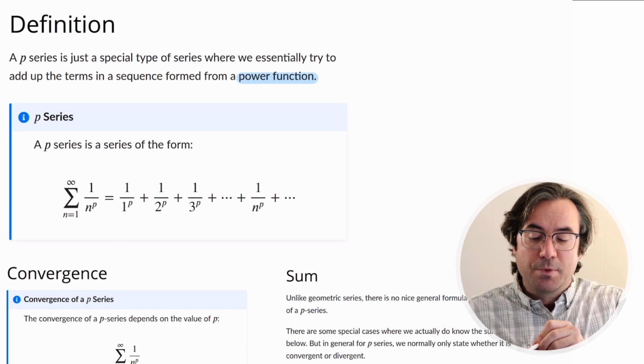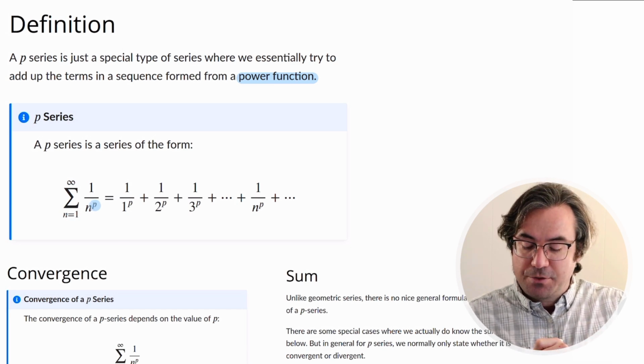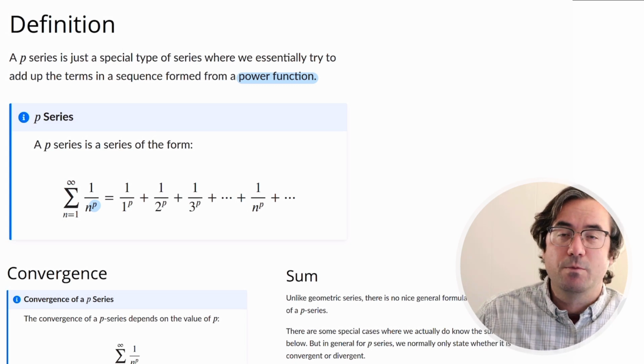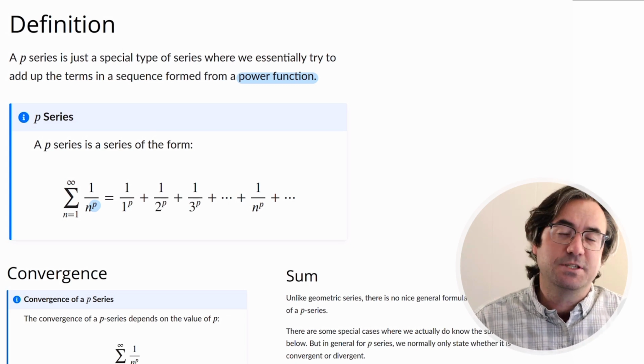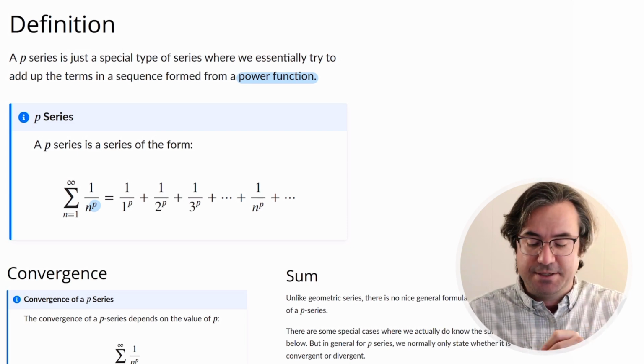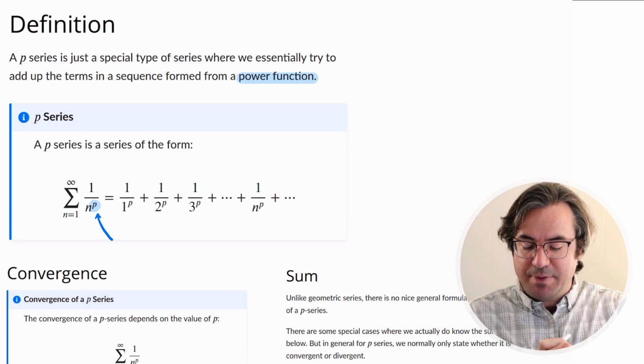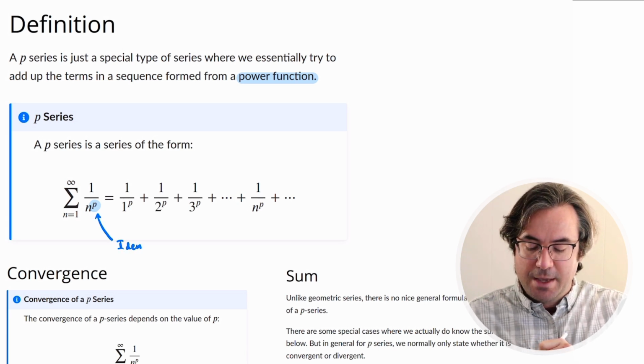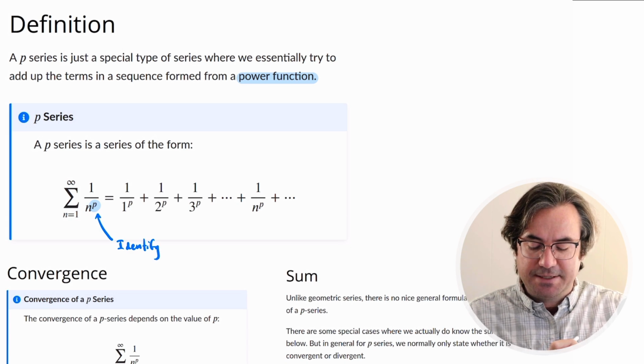The major thing we're going to have to do when we recognize that our series is a p-series is figure out what that p-value actually is. So we want to identify that p-value, and it's going to be a constant.